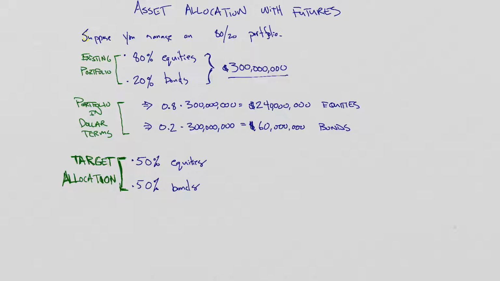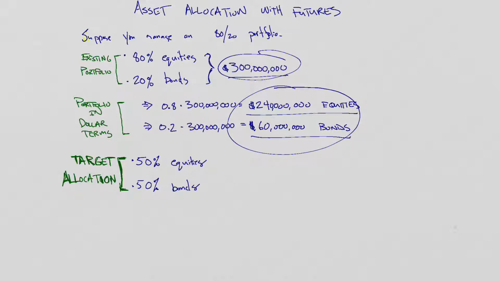And we could just take our existing portfolio and sell a bunch of equities and buy a bunch of bonds. But given this portfolio size and the degree to which we want to alter our portfolio, that could be very expensive. We'd incur a lot of transaction costs.